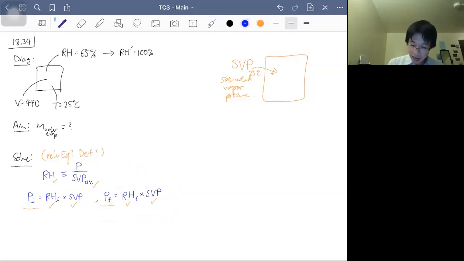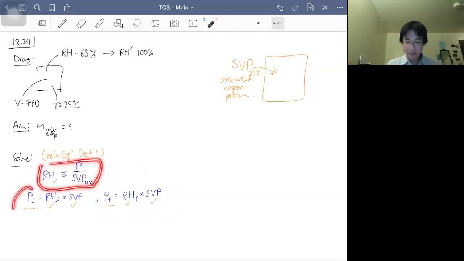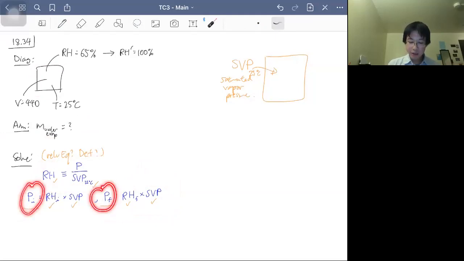Good. So now just by writing out a definition, it already immediately spills out the initial pressure of my room and the final pressure. Final being it has fully evaporated all the water, right? So my goal now is to connect these new variables into this. So how do I connect pressure into mass?